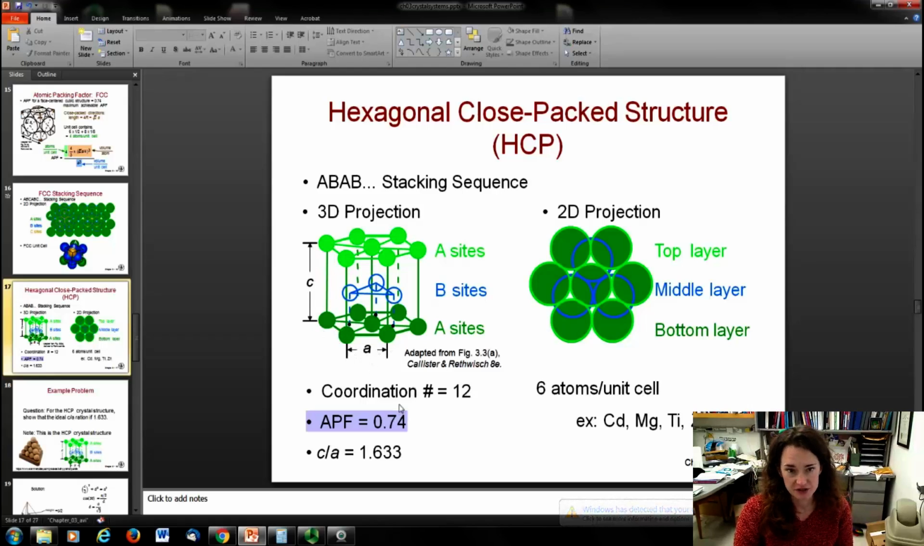I'll derive it for you in a second, but the C over A ratio would be the height of that prism, C, divided by the nearest neighbor distance between the atoms, which is the length of one side of the hexagon, which is A here.